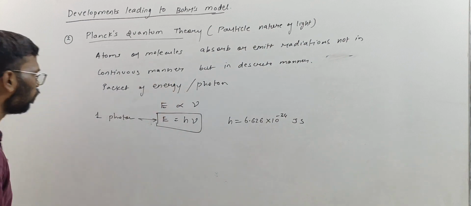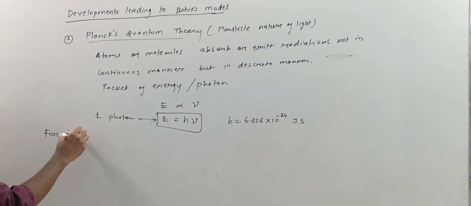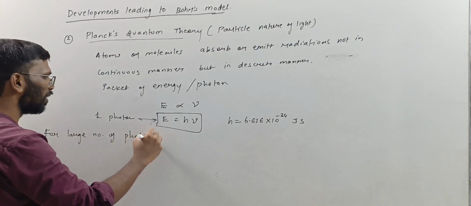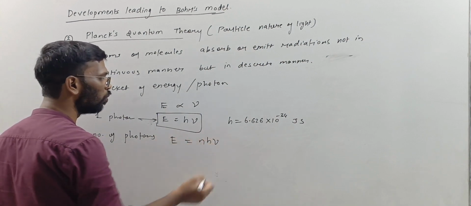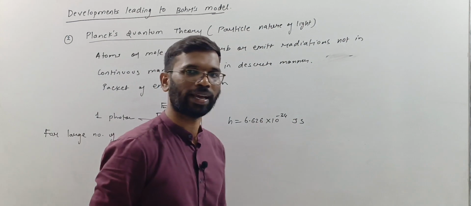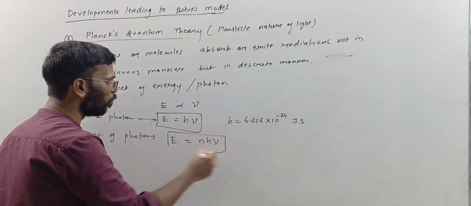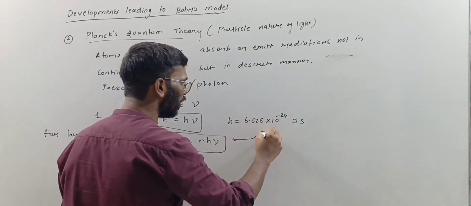For a large number of photons, the formula for energy will be E equal to n h nu, where n is the number of photons. One more conclusion that can be made from this formula is that energy is quantized.